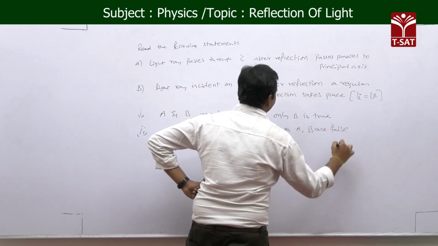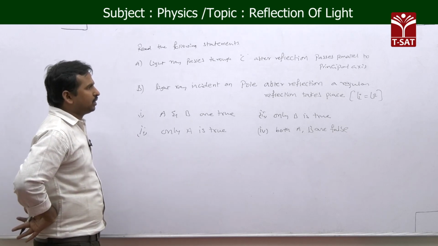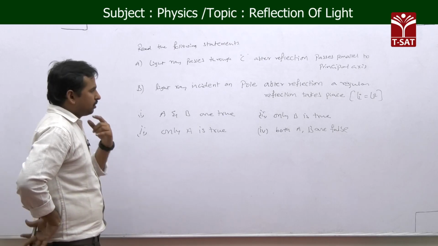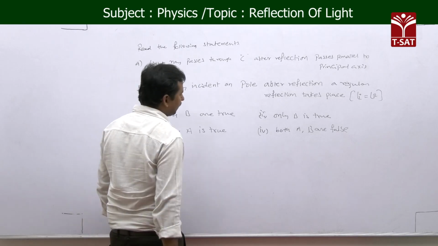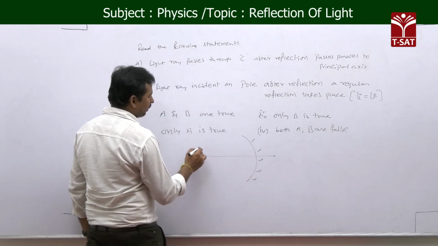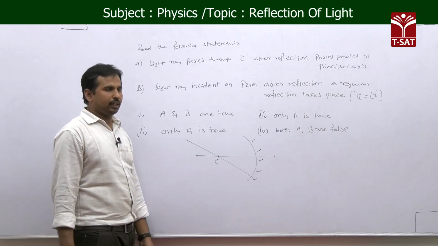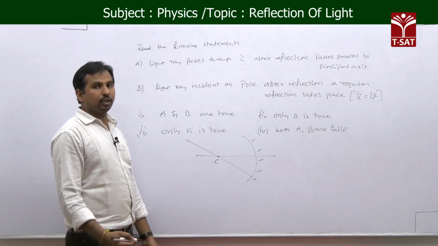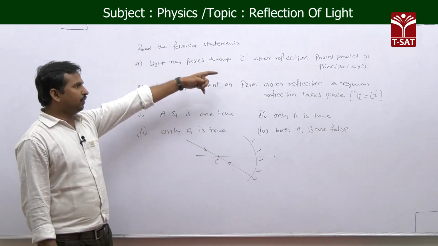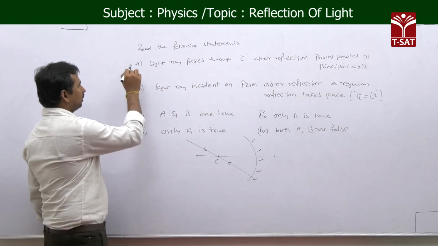If you see the first statement, if the light ray passes through the center of curvature, after reflection it passes parallel to the principal axis. If you remember the rules for ray diagrams, if this is a concave mirror and the light ray passes through the center of curvature, then after reflection, according to rule 3, the light ray has to retrace back in the same path. But given is that the light ray passes parallel to the principal axis, which is a wrong statement.